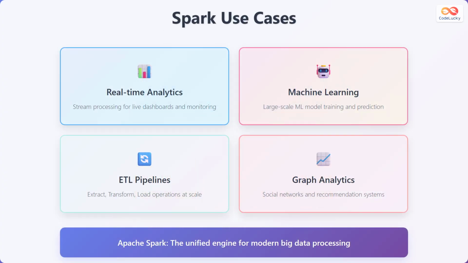Spark has numerous use cases including real-time analytics for live dashboards and monitoring. It is used for large-scale machine learning model training and prediction. Spark is also used for extract, transform, load pipelines at scale. Also, Spark is used for graph analytics, for social networks and recommendation systems.